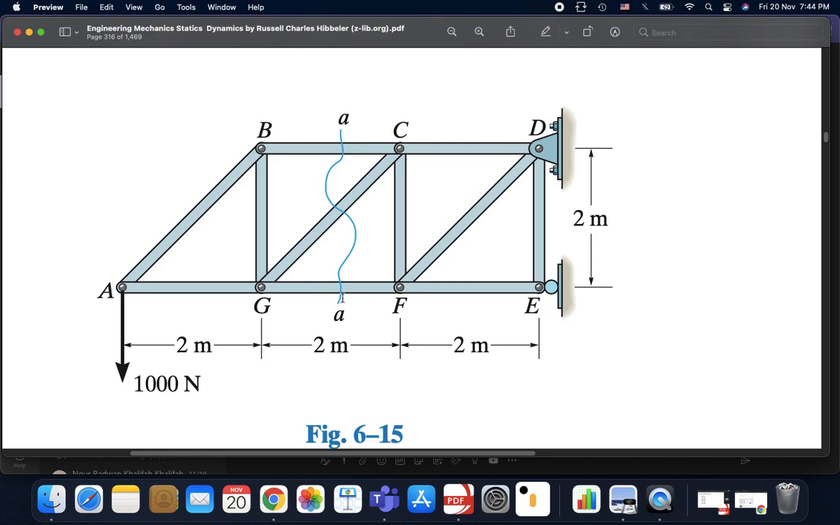Another important point is that the maximum number of members that our section passes through must not exceed three members at most. So here, section AA is passing through BC, GC, and GF, and that's it. If it were to pass through more than three, for example, 4 members and so on, then we will not be able to solve our problem because we are using 3 equations of equilibrium: summation of forces in the x direction equals 0, in the y direction equals 0, and moment about some point equals 0. So with 3 equations you can solve only for 3 unknowns if you take a section like this, for example.